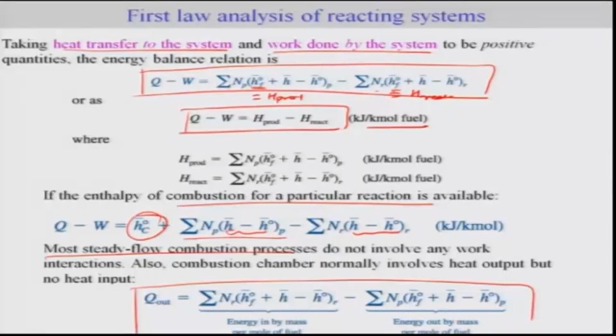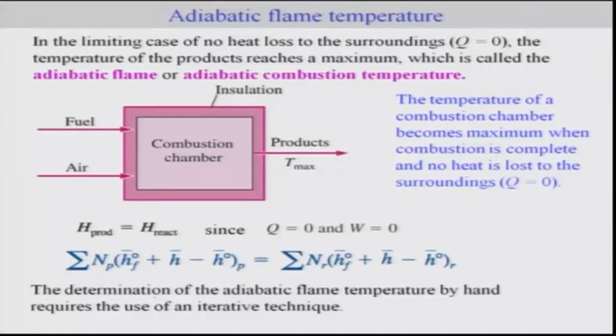When the combustion chamber is operated, the temperature changes during the reaction, and it can reach a certain maximum value as well. This is something we can represent in terms of adiabatic flame temperature. We can discuss this aspect by considering a limiting case where no heat loss to the surroundings is considered. That means Q is equal to 0, and we consider an insulated combustion chamber.